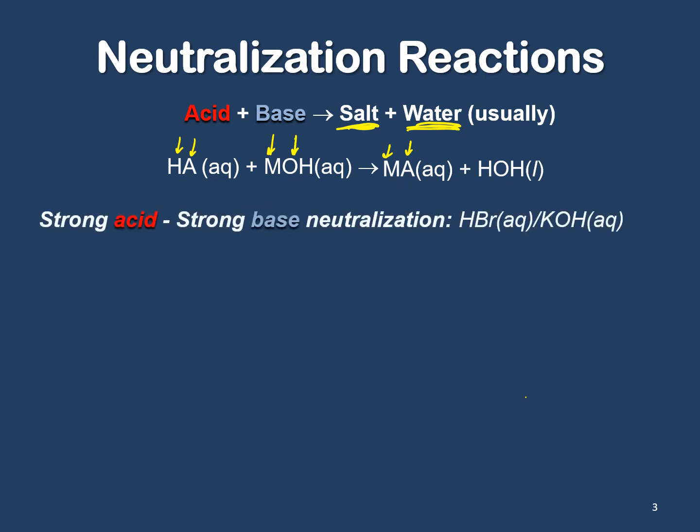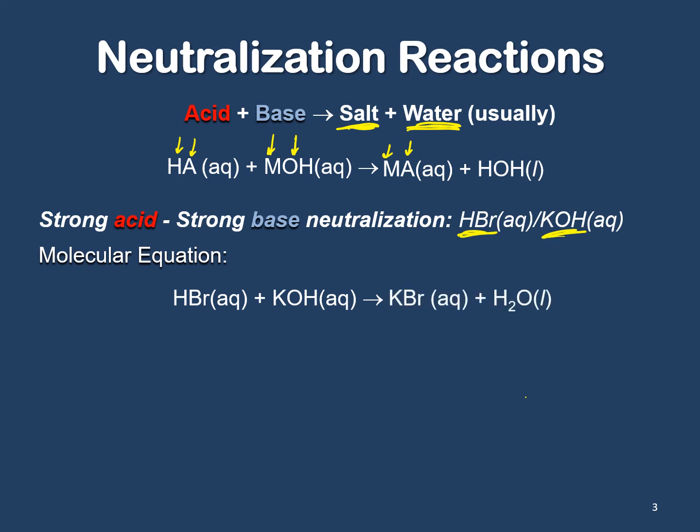So again, double replacement reaction. Let's use actual substances now. We have a strong acid here. We have a strong base there. When we write out this molecular equation, we have HBr reacting with KOH. They're both aqueous. We're going to form KBr, right?